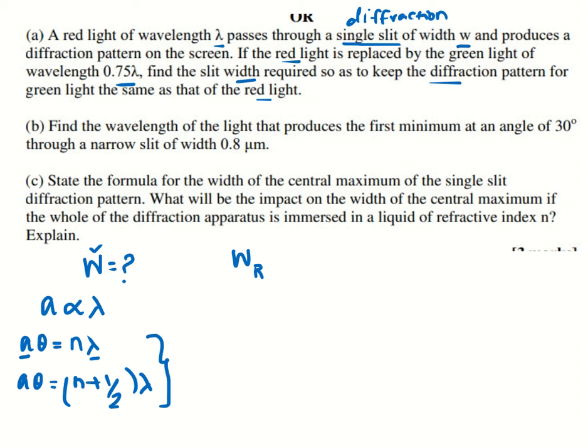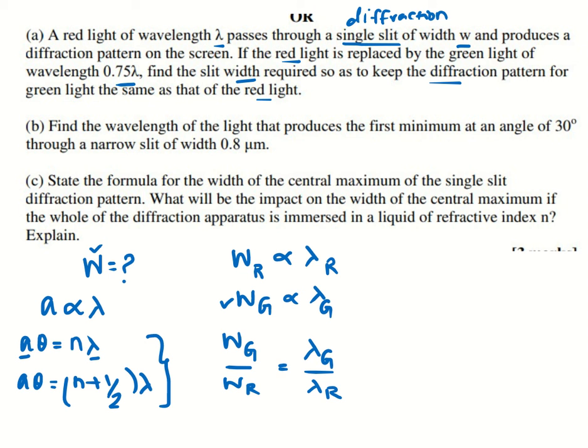W for red is proportional to lambda R, and W for green is proportional to lambda G. Now what we want is to find out WG. So WG divided by WR should be equal to lambda G divided by lambda R. Now it's given that lambda G, the wavelength of the green light, is 0.75 times lambda R.